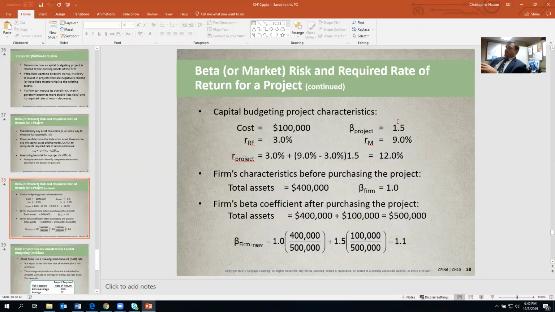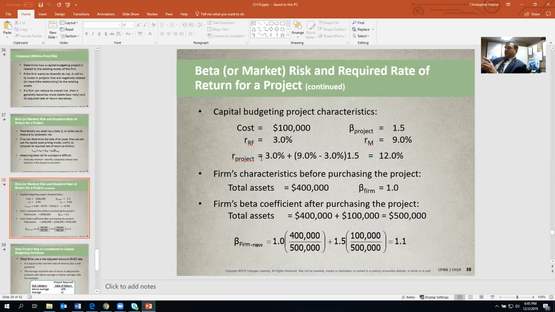So, capital budgeting project characteristics: the cost is 100,000, and the beta of the project is going to be 1.5. This is all determined through your variable analysis, your statistical analysis, and probability analysis. The risk-free rate is 3%, and your required rate of return is 9%.